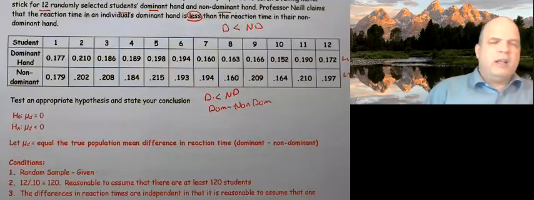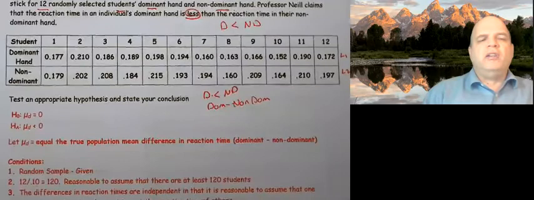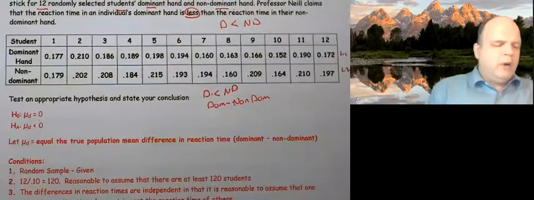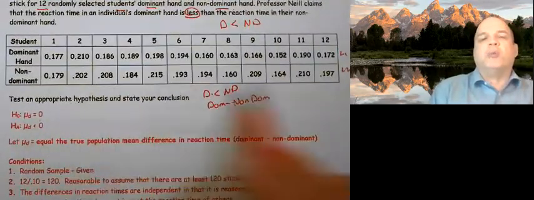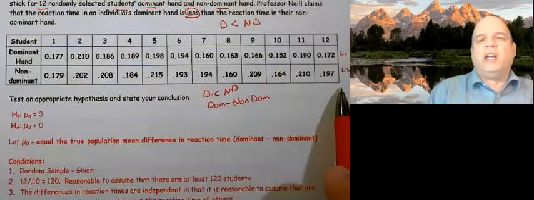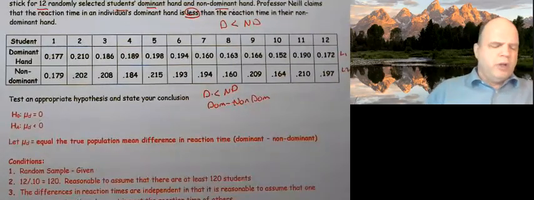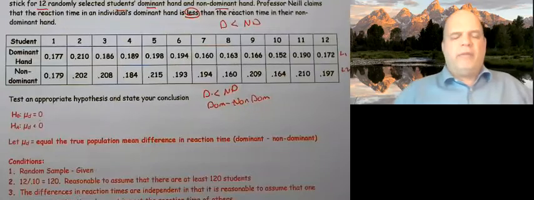All right. Lastly is normality. Well, they didn't tell us it was normal. We only have 12 pairs. I need 30 or more pairs. I don't have 30 or more pairs, so I can't say it's normal by central limit theorem. So I need to go ahead and graph this.